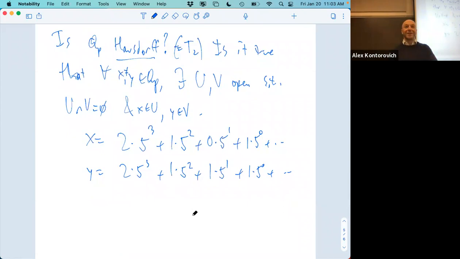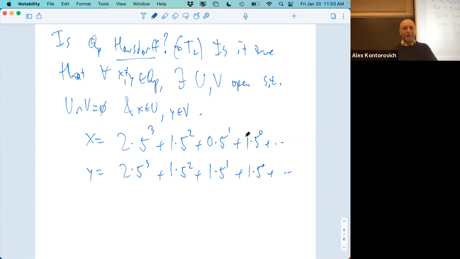Please find the place where they differ. Yes, you find the place where they differ. The first place. Smallest place. So here's the smallest place where they differ. Now what? Choose a radius of 1 over that.